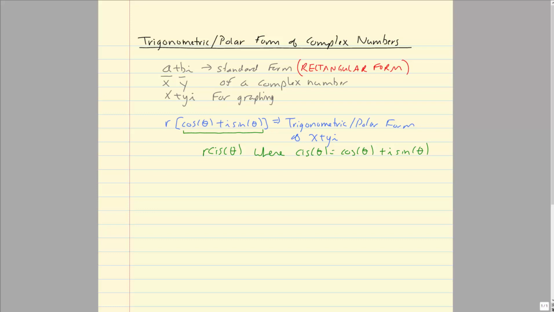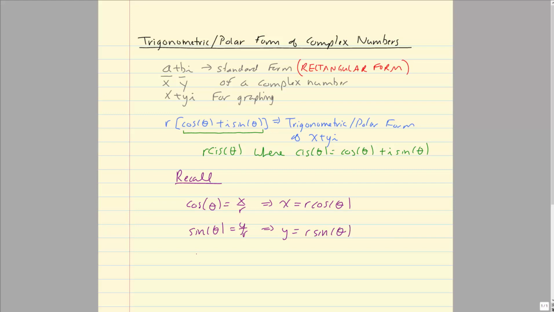Now, a couple of things that we want to recall from previous units. Remember that when we were working with the unit circle approach to defining trigonometry, cosine of theta was equal to x over r. If we solve this for x, we get x equals r cosine of theta. Sine of theta was y over r. If we solve for y, I get y equals r sine of theta.